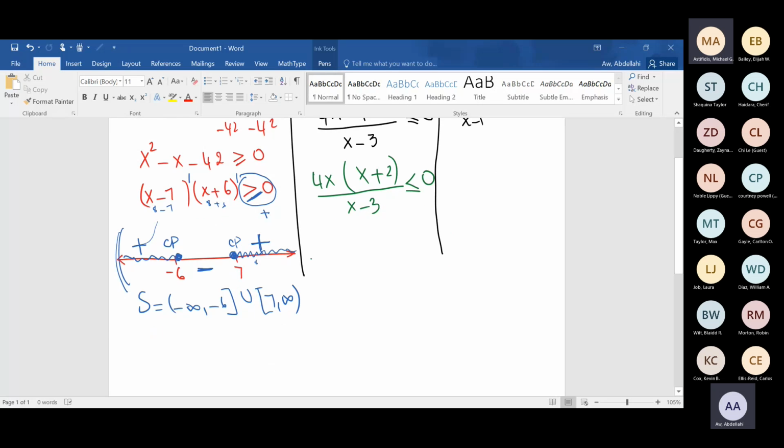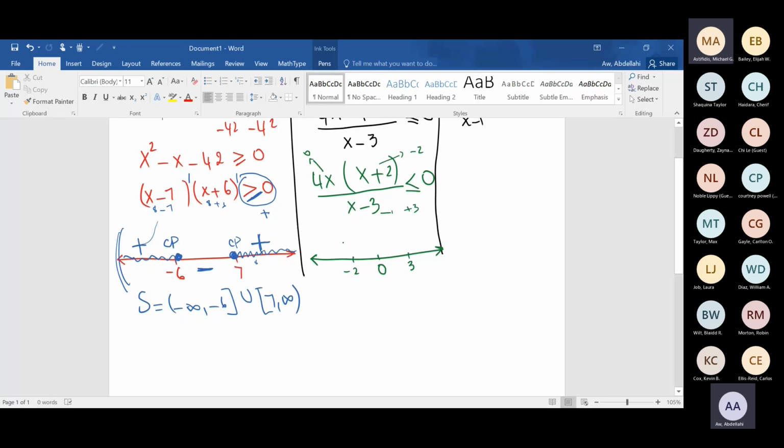Exactly the same thing we did. I put all my zeros. Now how many zeros do I have? I have 3 zeros, right? I have 0, I have -2, I have +3. So 0 comes from here, this one is -2, this one is +3. So now, again, my work is not complete until I put the signs here.